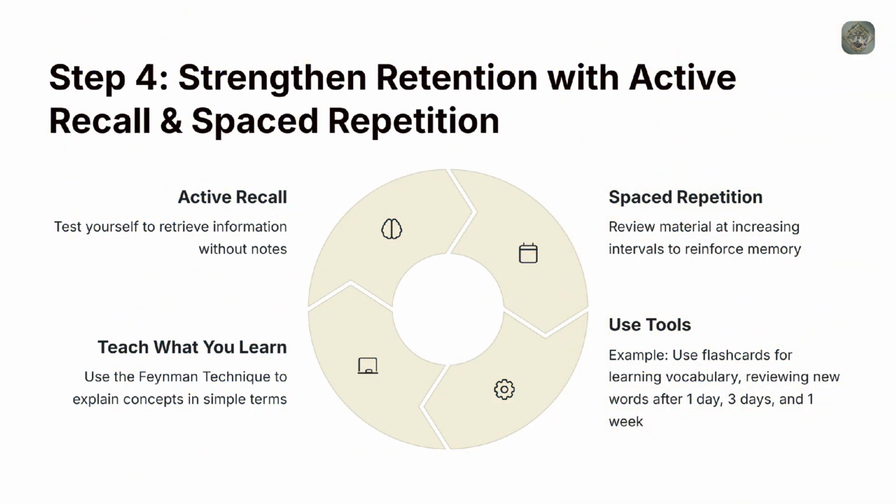Active recall helps you strengthen memory by testing yourself instead of passively reviewing notes. For example, quiz yourself on vocabulary without looking at the answers. Combine this with spaced repetition, which involves reviewing material at increasing intervals, 1 day, 3 days, 1 week, to reinforce learning. You can also teach the material using the Feynman Technique, where you explain concepts in simple terms. These strategies help you retain information and identify gaps in your knowledge.